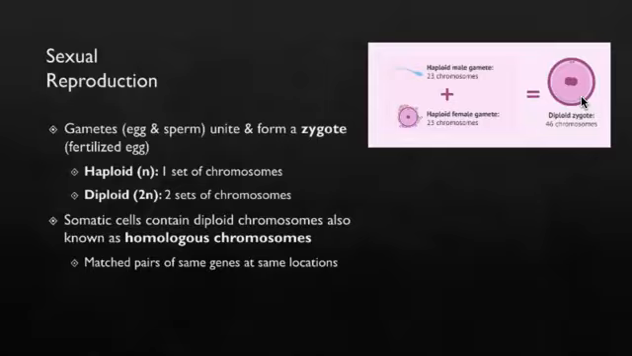So these are our gametes, but what we talked about in mitosis were really regarding our somatic cells. They already have diploid chromosomes and are known as homologous chromosomes. Remember, we saw that karyotype with all of the chromosomes lined up, and we saw the matched pairs that had the same height. They're going to have the same genes at the same locations, or loci.